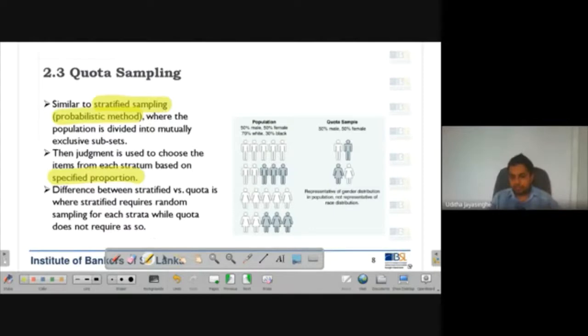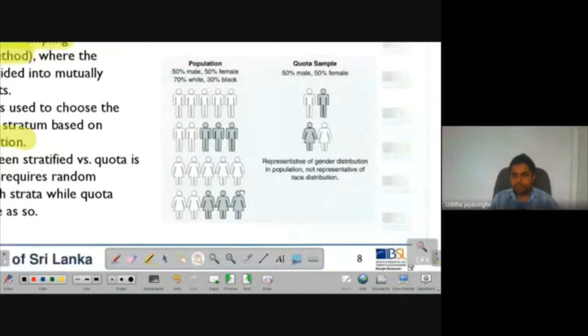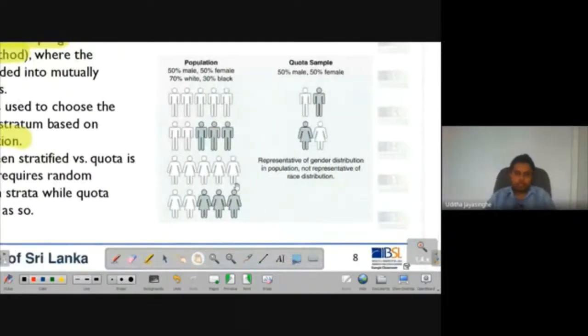Fine. A bit of a confusion, isn't it? Let's try to understand with this particular image. Look at this particular population. We have 50% male and 50% female, and 70% white and 30% black. That may be the skin color. Now these are the data given about this population.